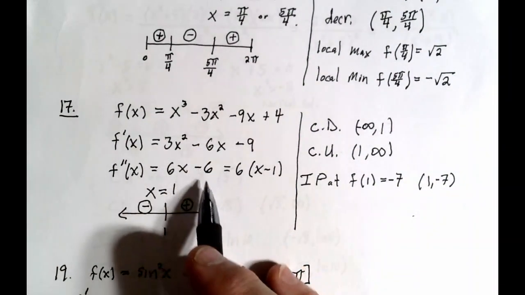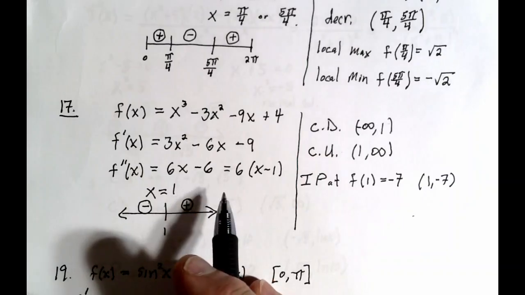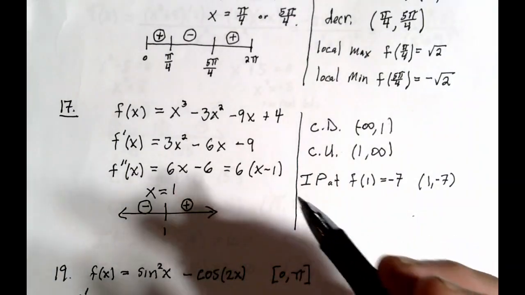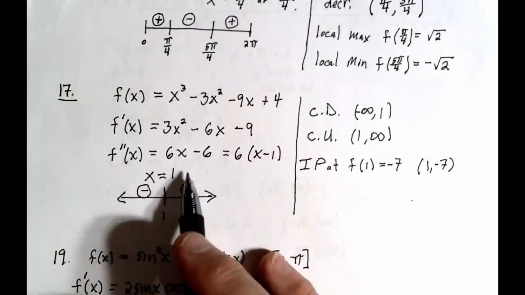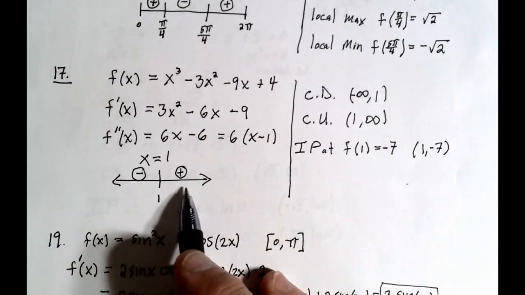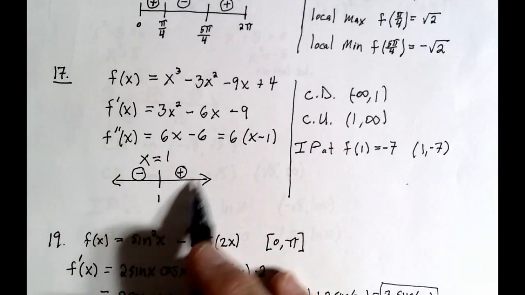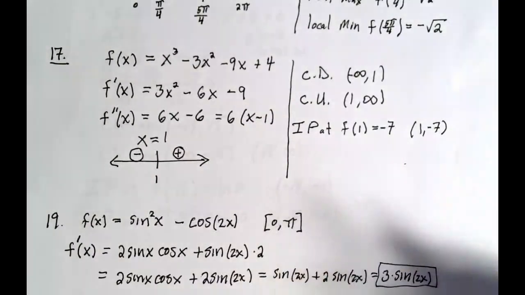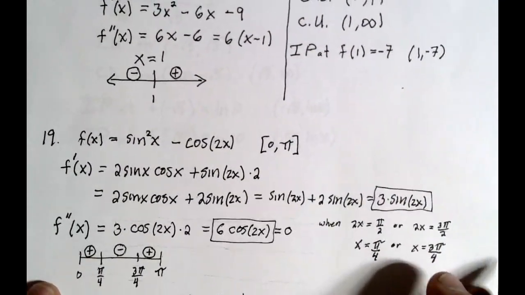Same thing here, but now they're asking you to check for concavity. So you take the first derivative and then the second, and you set the second equal to 0, divide up your number line, concave down here, concave up there, and that's an inflection point since it changes concavity.